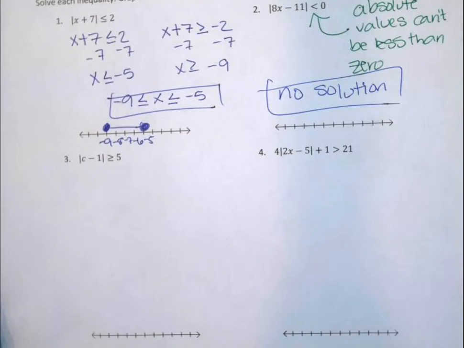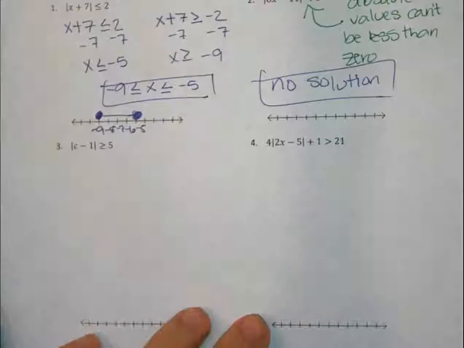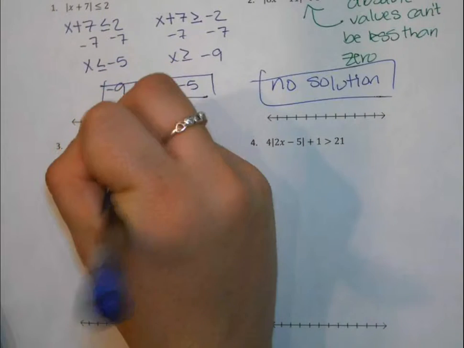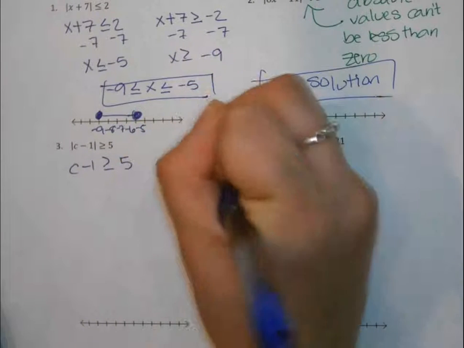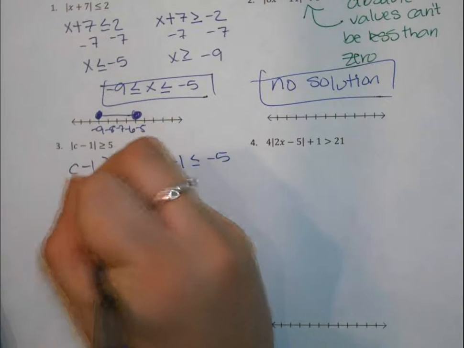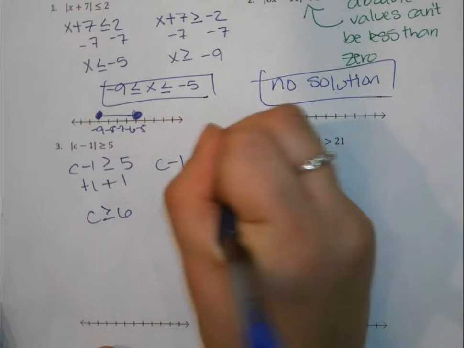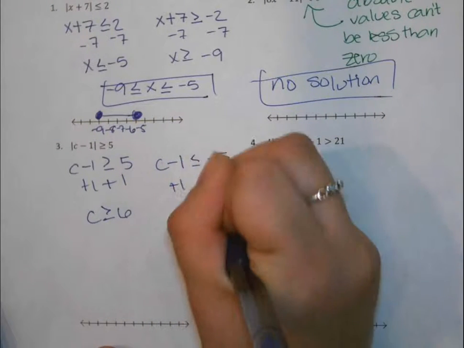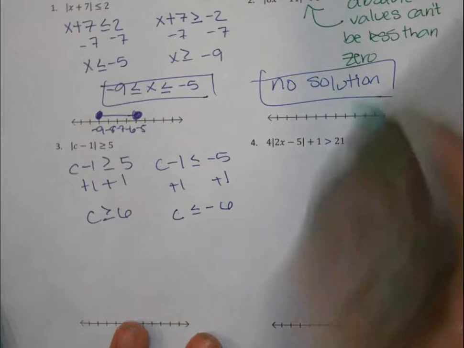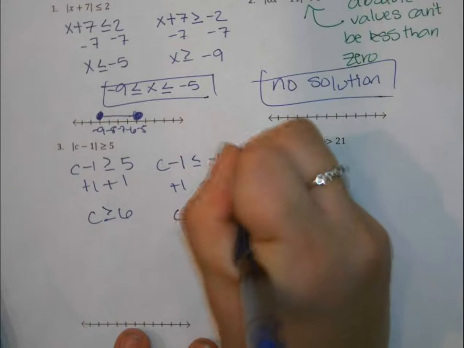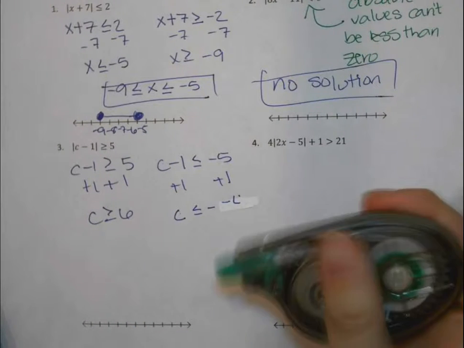Okay. Moving on, I have number 3. I'm going to split into 2. I have c minus 1 is greater than or equal to 5. c minus 1 is less than or equal to negative 5. So the first one, I add 1 to both sides. I have c is greater than or equal to 6. The second one, I add 1 to both sides. I have c is less than or equal to negative 5 plus 1, which is negative 4. I already have the negative written.